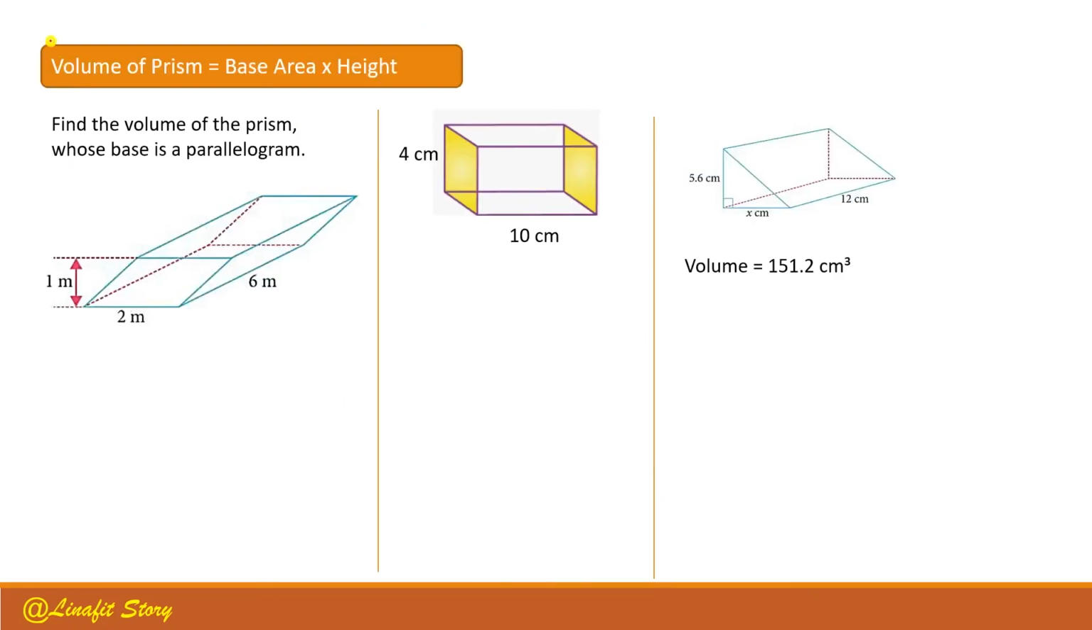Volume of a prism is base area times height. For example, find the volume of the prism whose base is a parallelogram. To get the volume is base area times height. To get the area of a parallelogram is base times height. The base is 2, the height is 1. So 2 times 1 times the height of the prism, 6, is equal to 12 cubic meters.